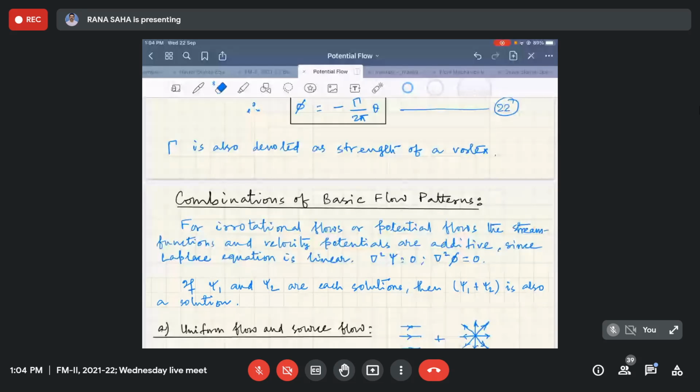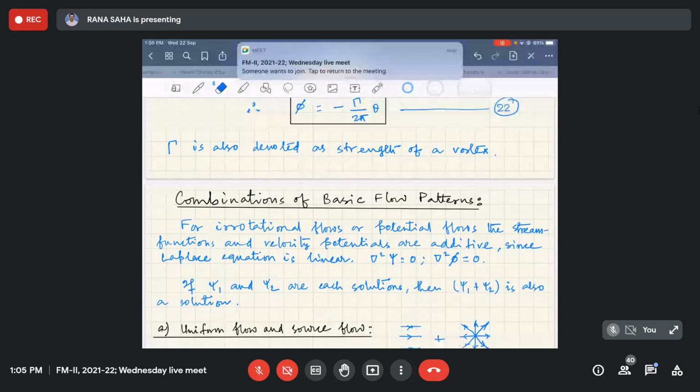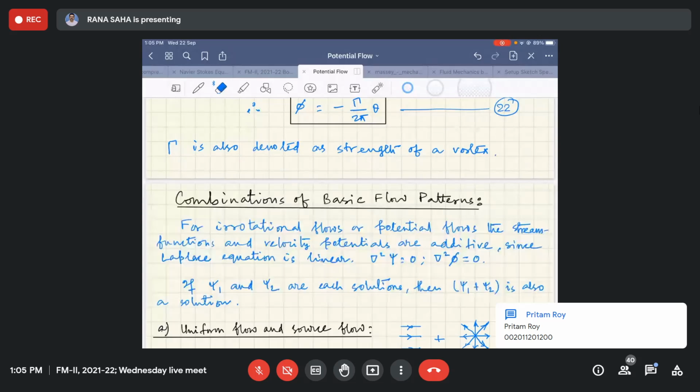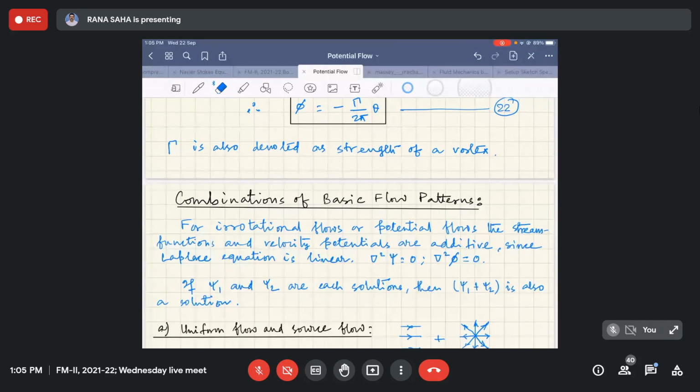As you can see, psi1 and psi2 are each solutions of a particular flow, then psi1 plus psi2 is also another solution because of this linear characteristic, which is known as superposition. Two or more can be superimposed, so that the combined stream function is another stream function altogether.